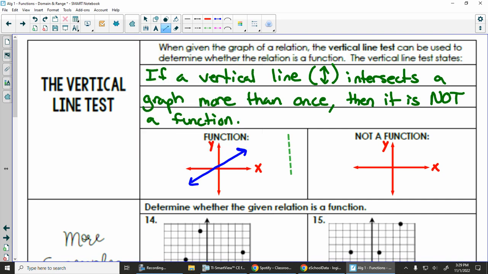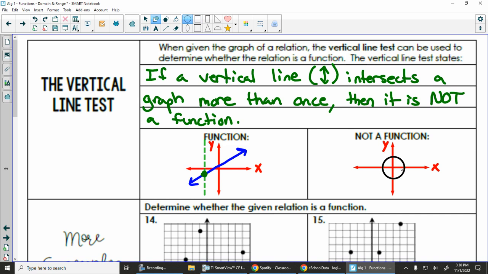Now I'm just going to draw myself a vertical line. Now, if this is a function, I should be able to take this vertical line and put it anywhere I want on my blue graph, and it is going to hit that graph one time and one time only. And that's what happens here. No matter where I put that vertical line, it is only going to hit my graph one time. So yes, this is a function. Now, for not a function, well, say I give you something like this.